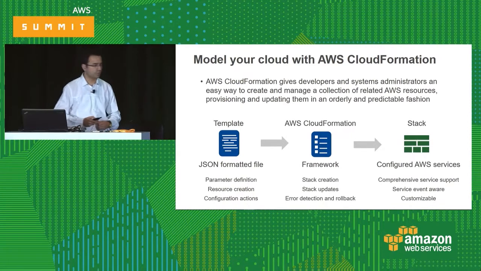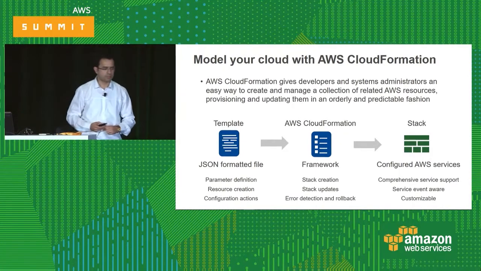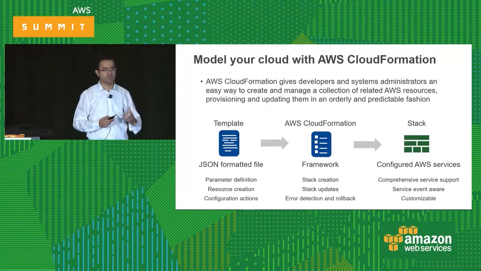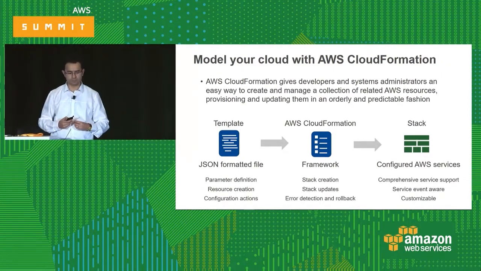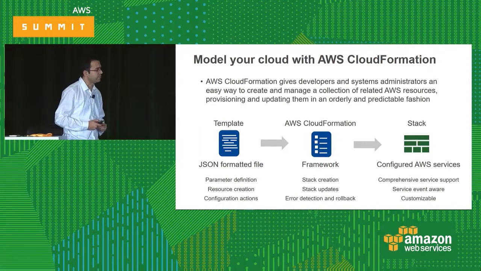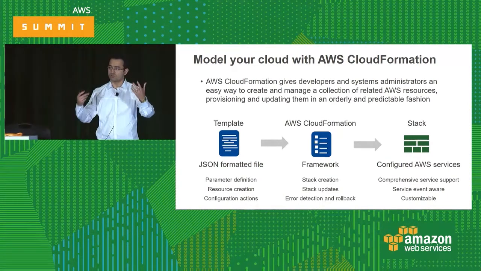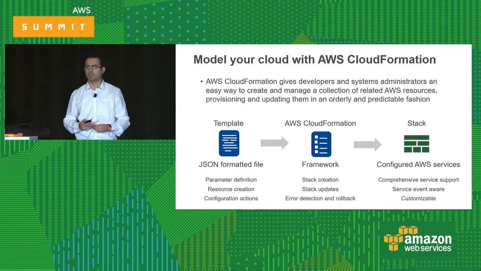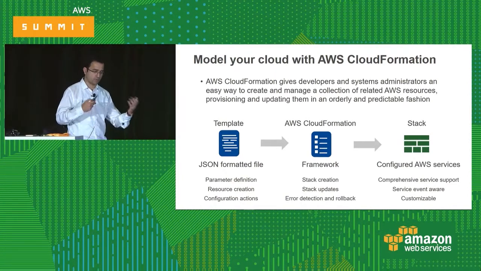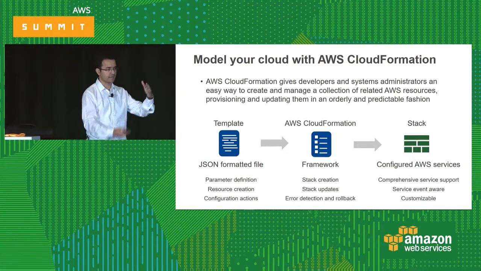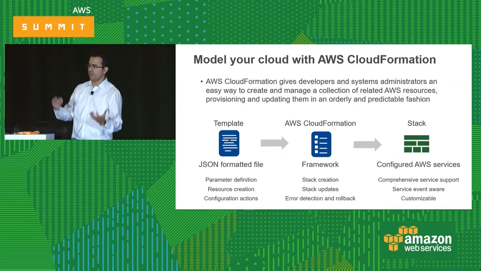So let's talk about a couple of tools in the modeling and automation area. AWS CloudFormation is a service that gives you an easy way to provision resources into your cloud in a very orderly and predictable fashion. CloudFormation templates can be written either in JSON or YAML. You can define the resources that you need to provision in the form of a template, along with the parameters and the configuration actions that you need. CloudFormation will then take care of the rest and create a stack of those resources in your account, in your region. So you can manage your stack as a whole.